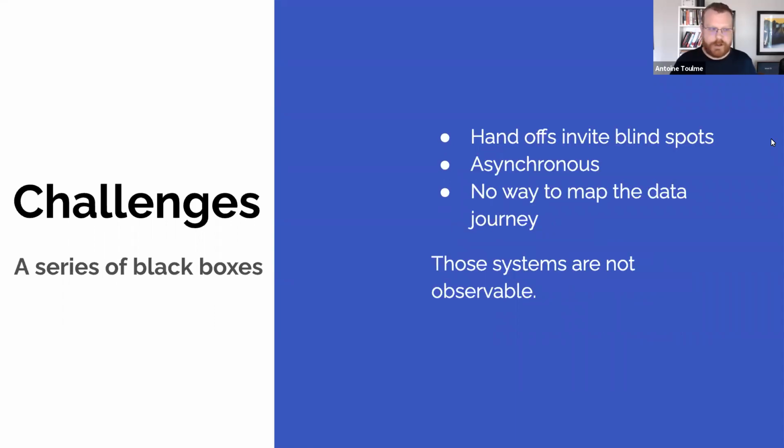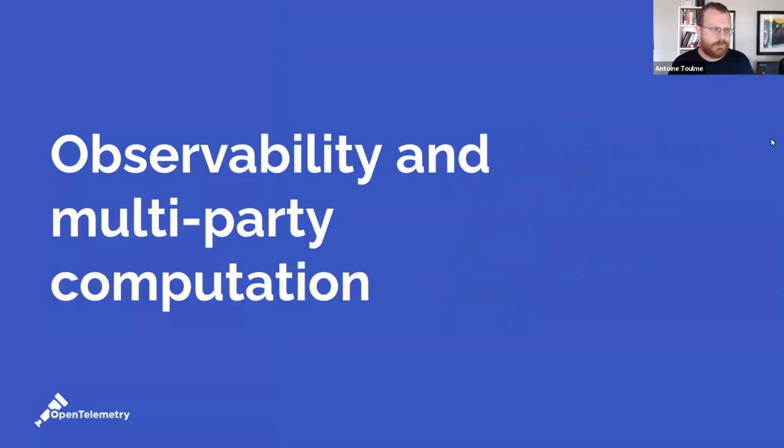So there's some challenges that come with that. Multi-party computations invite blind spots whenever data or computation is handed off. Distributed systems add complexity as they introduce asynchronicity and retries. It is difficult to capture the complete lifecycle of data across the actors. Put another way, those systems are not observable. So let's dive in and see how we can add observability to those multi-party computations.